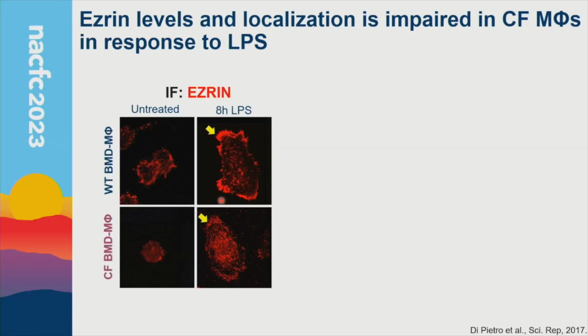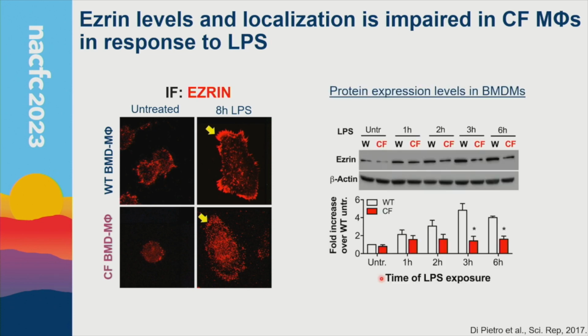So previously, Dr. DiPietro from our lab has shown that when wild-type bone marrow-derived macrophages are treated with LPS, they were able to spread and form ezrin-rich filopodia regions. However, in CF bone marrow-derived macrophages, those ezrin-rich filopodia regions were absent. Not only the localization of ezrin, but also total levels of ezrin in CF bone marrow-derived macrophages were drastically down when compared to wild-type in response to LPS.